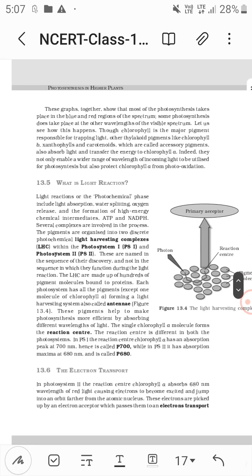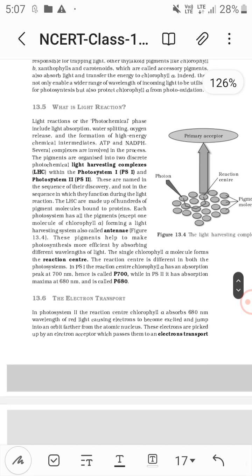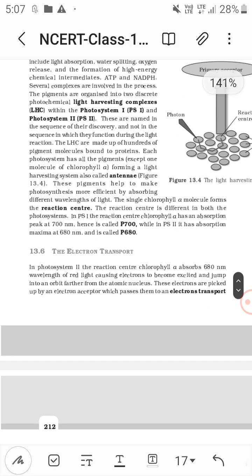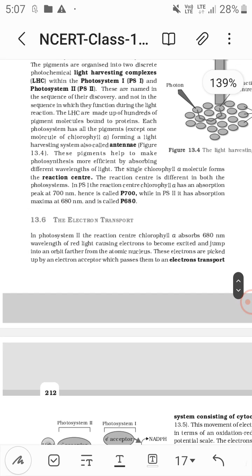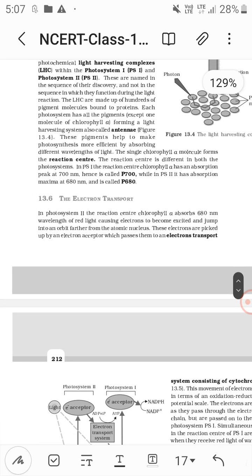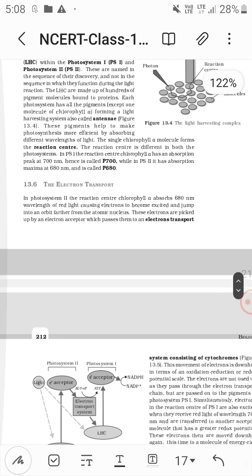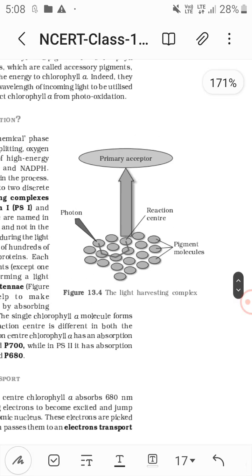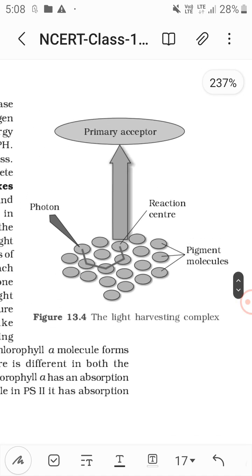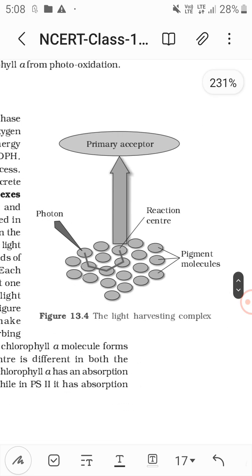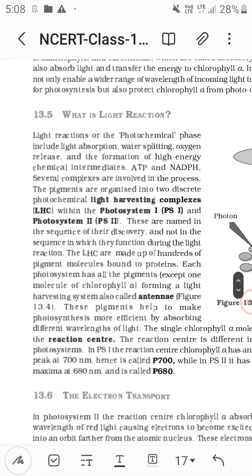Now, what is the light reaction? It involves light harvesting complexes, photosystem 1 and photosystem 2. There is the antenna, that is this. There is the reaction center of chlorophyll A, with specific wavelengths P700 and P680. In the light harvesting complex, pigment molecules are bonded together, then the reaction center, then a photon falls, then the primary acceptor. So this is what the light reaction is.